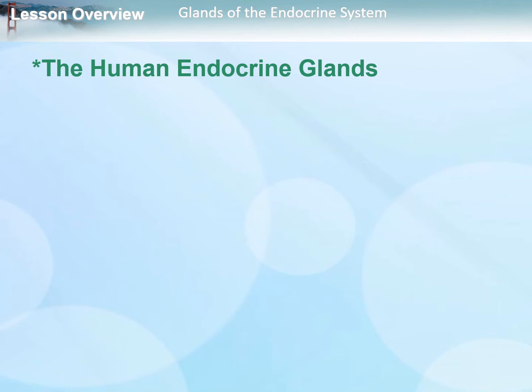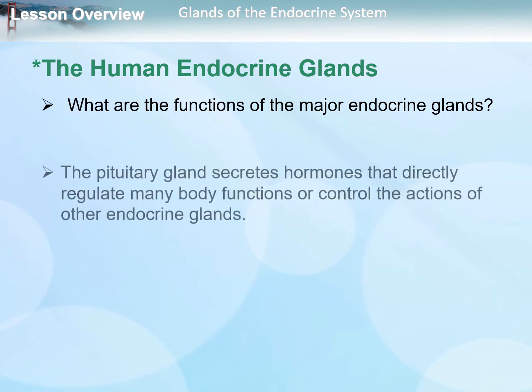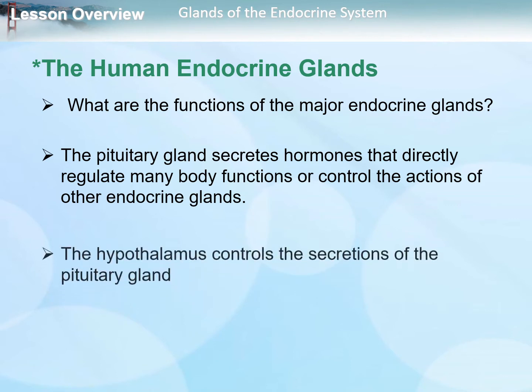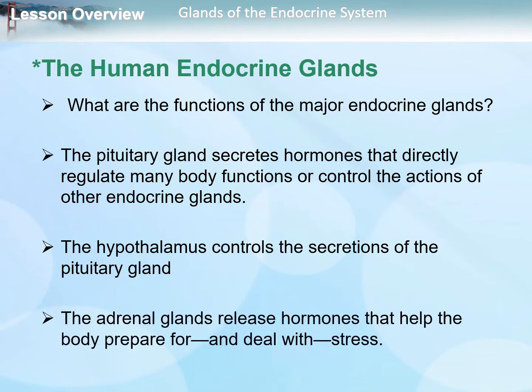So what are the human endocrine glands and their functions? The pituitary gland secretes hormones that directly regulate many body functions or control the actions of other endocrine glands. The hypothalamus controls the secretions of the pituitary gland, while the adrenal glands release hormones that help the body prepare for and deal with stress.